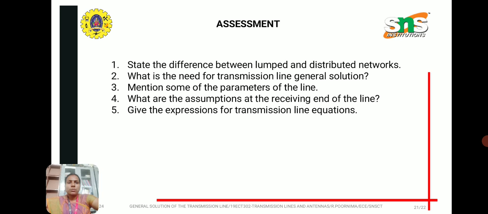Assessment questions. State the difference between lumped and distributed networks. We have discussed lumped and distributed elements, for example electronic circuits and transmission lines. And what is the need for a transmission line general solution? It is needed for solving the voltage and current, and some parameters of the line are primary constants and secondary constants, and the assumptions at the receiving end are S equal to 0, E equal to ER and I equal to IR. The expressions for transmission lines have been derived in this lecture.